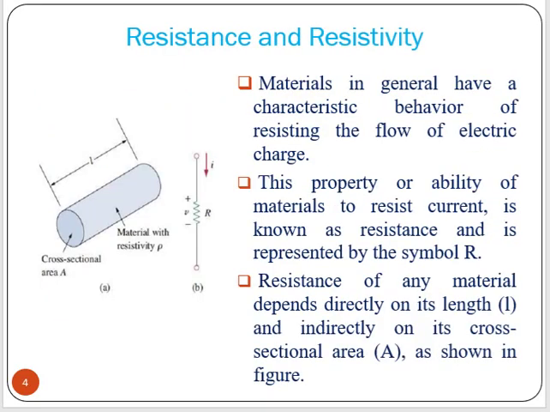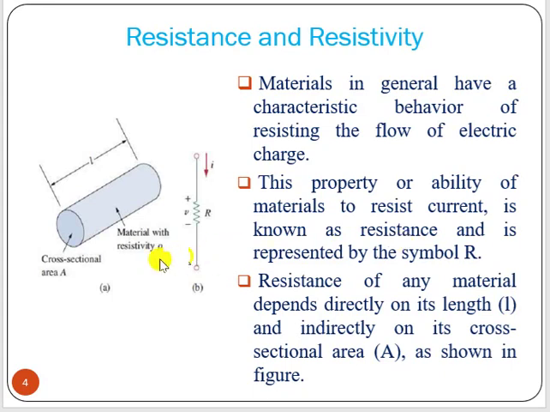So now the first point is resistance and resistivity. Materials in general have the characteristic behavior of resisting the flow of electric charge or current. This property, or ability of a material to resist or oppose the flow of current, is known as resistance, and it is represented by the symbol capital R. Resistance of any material depends directly on its length and inversely on its cross-sectional area.